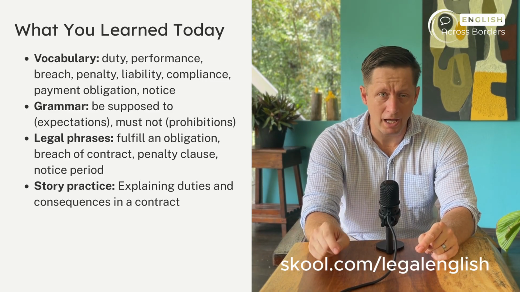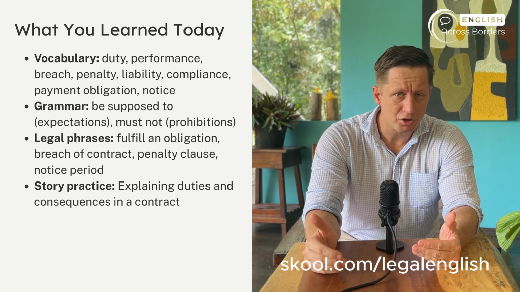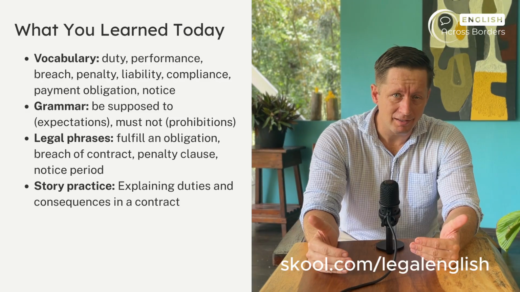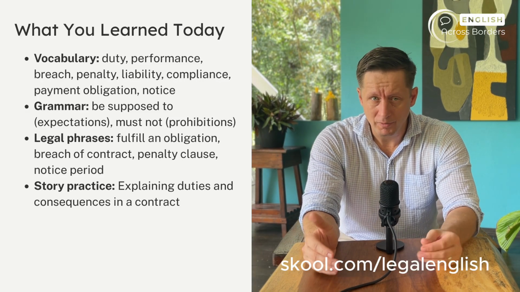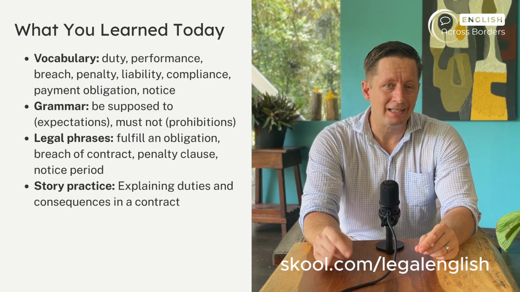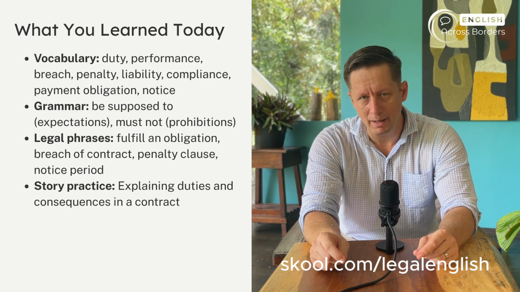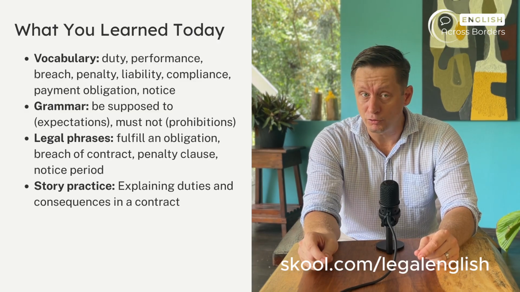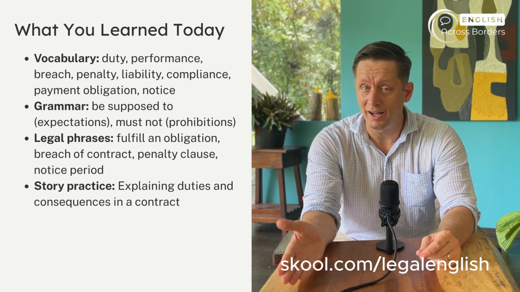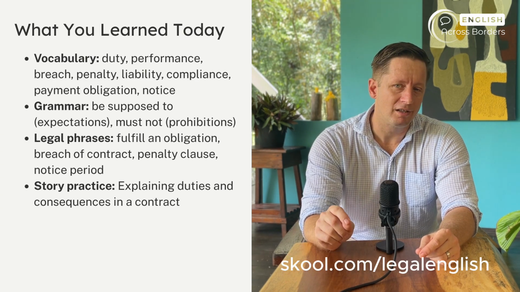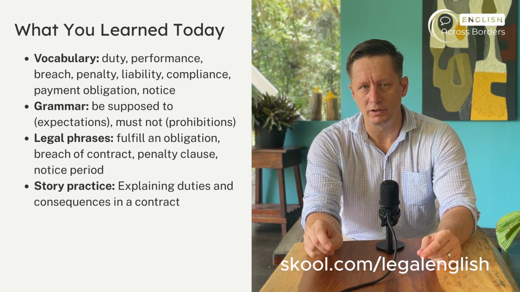First, we practice vocabulary. Words like duty, performance, breach, penalty, liability, compliance, payment obligation, and notice. These words help you explain the building blocks of a contract. Second, we studied grammar. You used be supposed to for expectations. The buyer is supposed to pay on time. And you used must not for prohibitions. The seller must not deliver late.